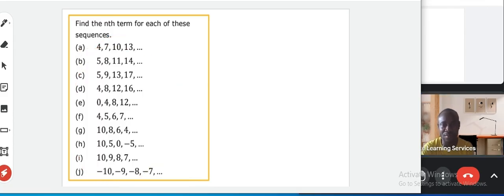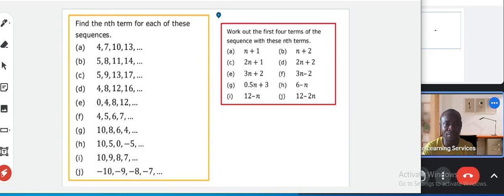Actually, wait. The method I'm talking about, the one that I find confusing, is the ones that look like this. Okay. So it says work out the first 4 terms of the sequence with these nth terms. Yeah, this one is easy. You just substitute values and then get those things. That one is easy now.